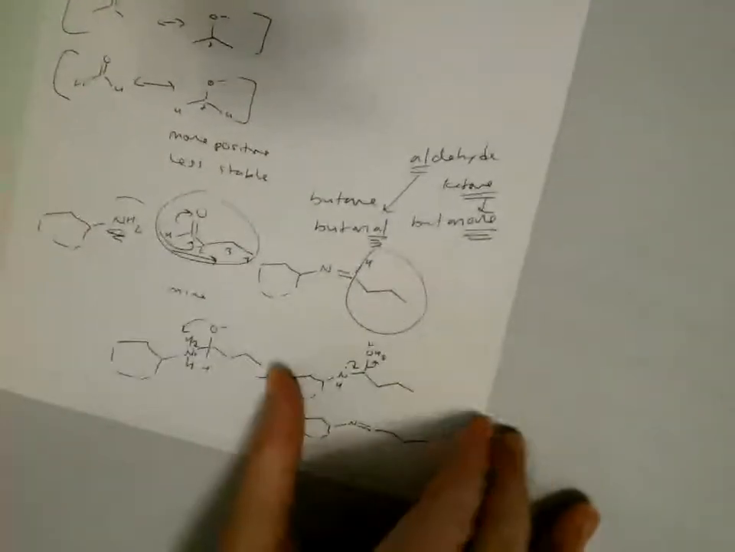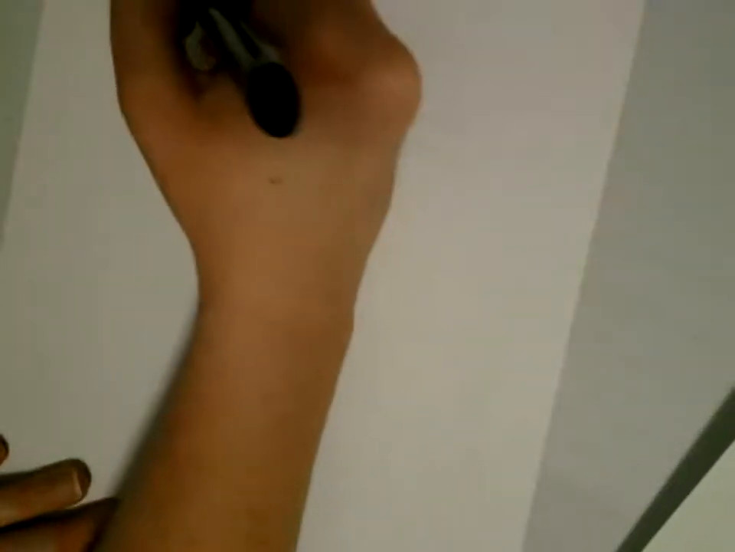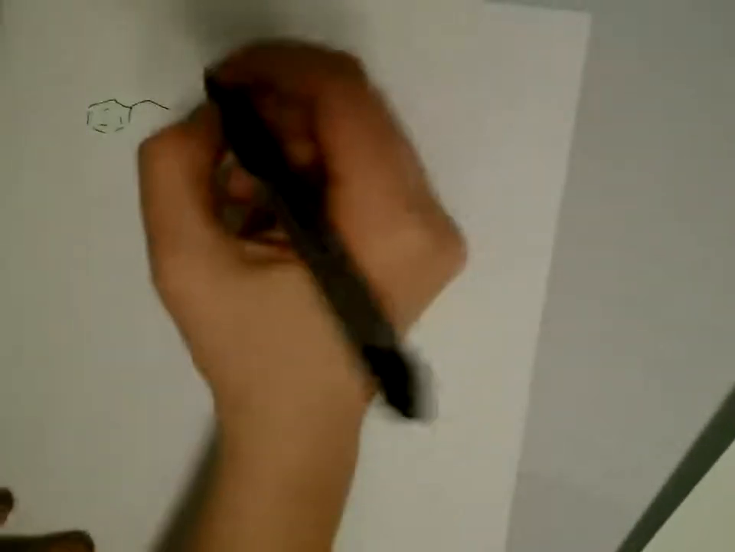Draw the mechanism of the previous reaction. I did that for you. And then provide the structure of the reagents necessary to prepare the following. So whenever I see a carbon-carbon double bond get formed, I know that's a Wittig reagent.